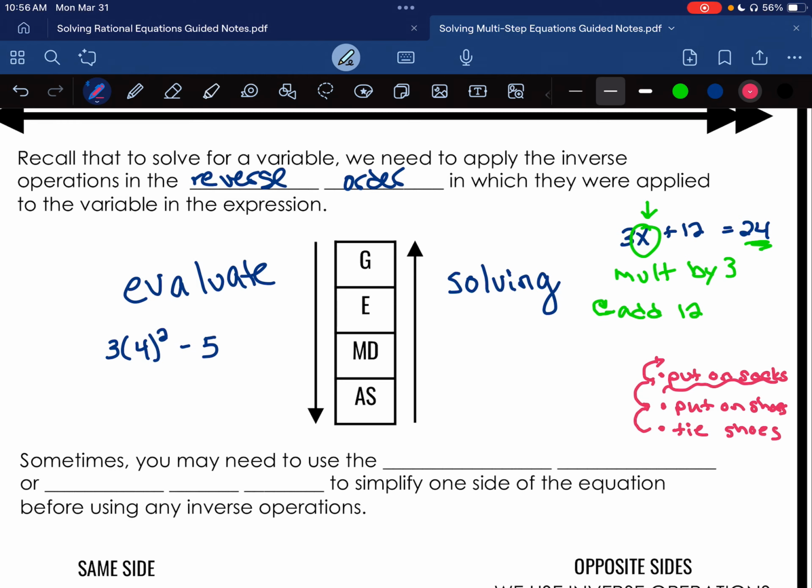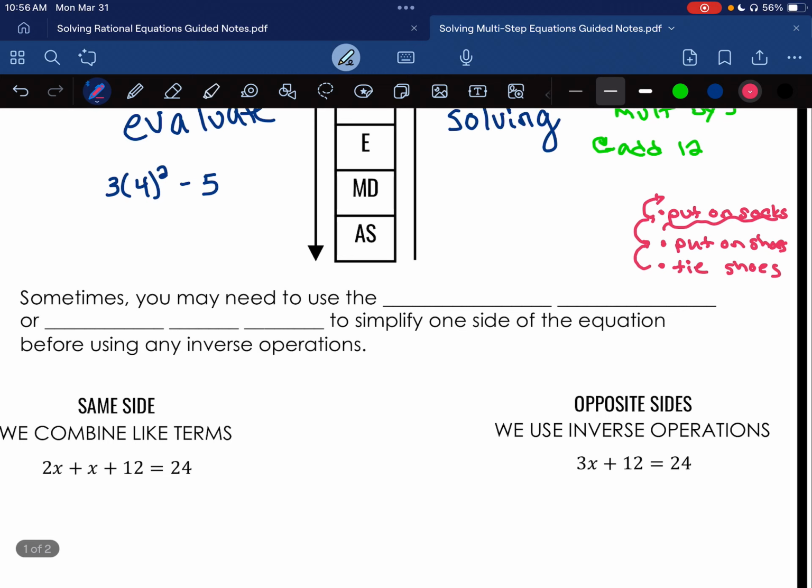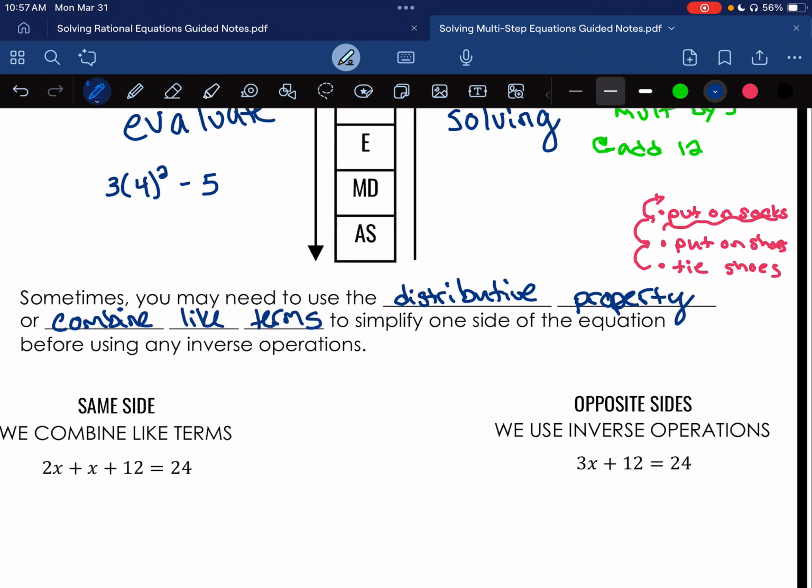I wouldn't be able to take my sock off through my shoe without taking my shoe off first. All right. So sometimes before we start doing our inverse operations, we might have some cleanup that we have to do on one or both sides of our equation. So we may need to use the distributive property, or we may need to combine like terms, to simplify one side of the equation before using any inverse operations.